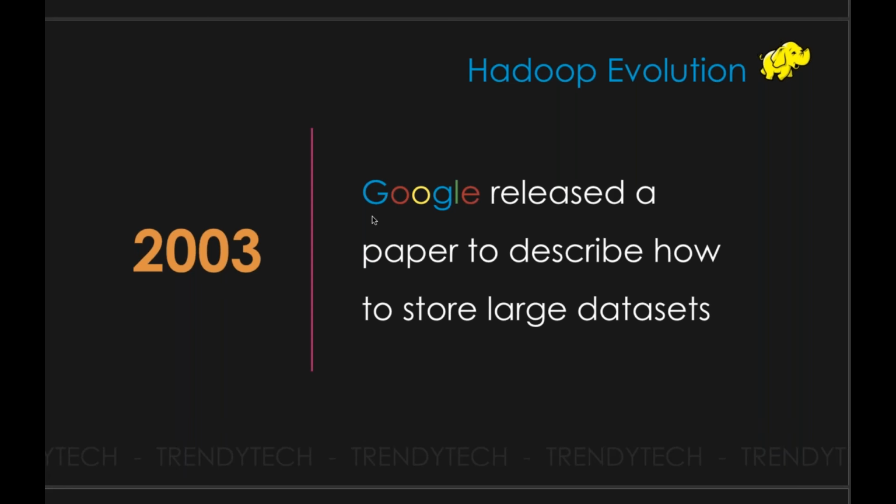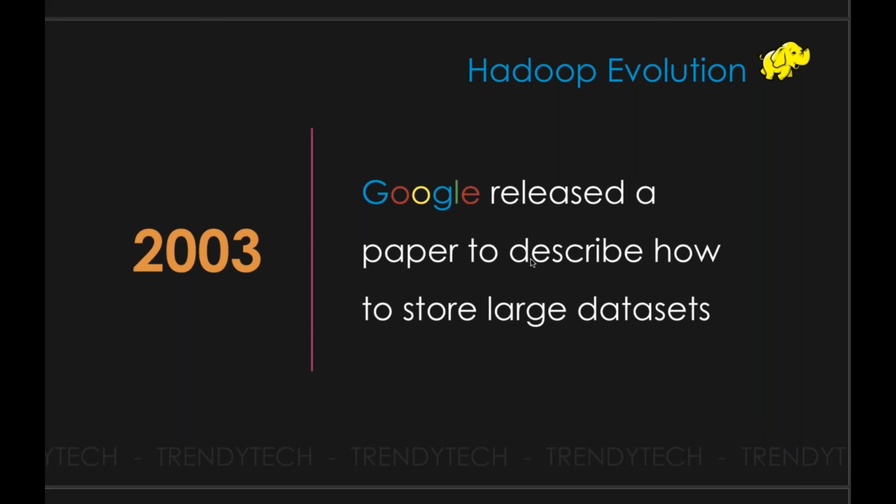And in the year 2003, Google released a paper, basically a white paper. A white paper is nothing but a theoretical concept given to the outside world, saying this is how we can do things, but the implementation is not released. So in 2003, Google gave a white paper to the outside world, saying if you have a huge amount of data, how you can store it in a proper way.